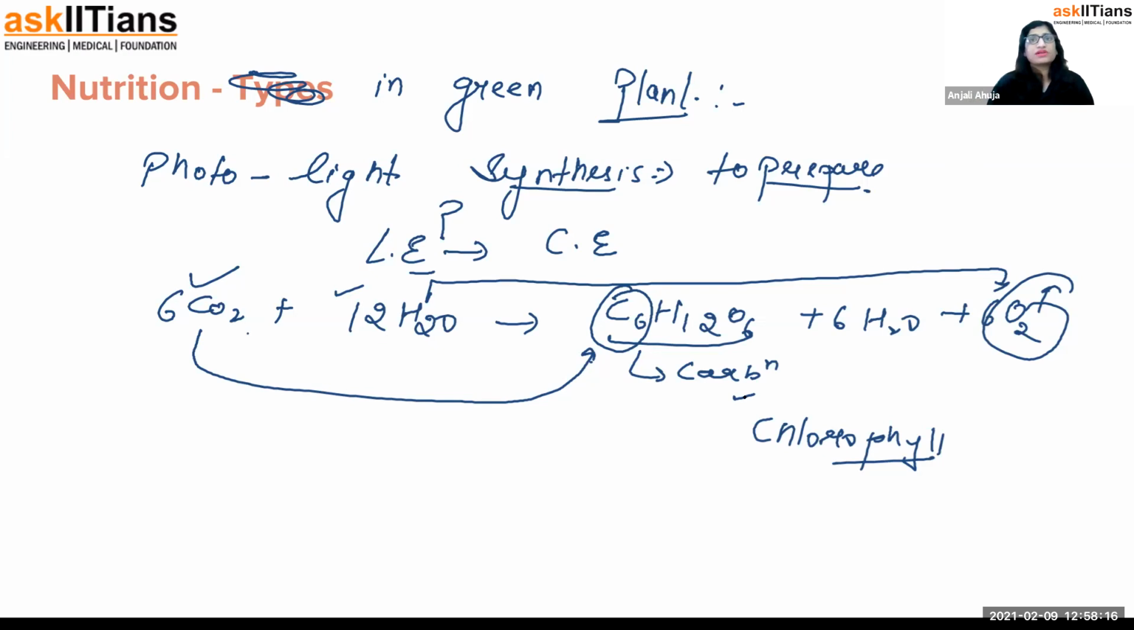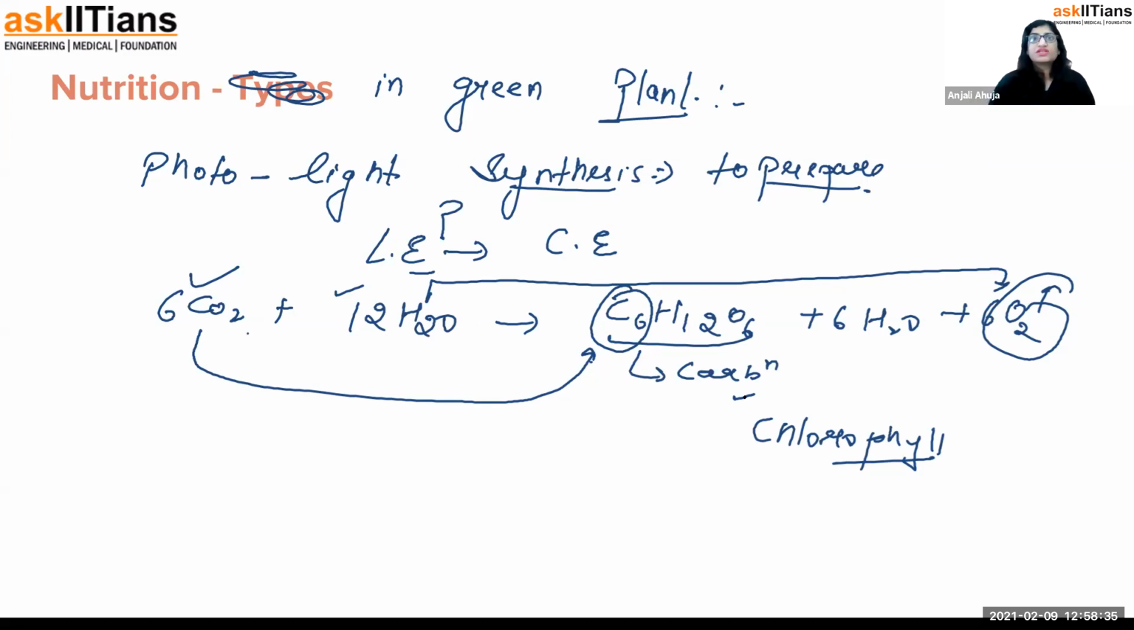Now, let me tell you one thing. Photosynthesis happens in all the parts of the plant that are green. Talking about the leaves, they are the most green part. They have maximum chlorophyll in them. The rate of photosynthesis in leaves is maximum as compared to all the other green parts, because those comparatively have less chlorophyll, but photosynthesis happens. Clear?